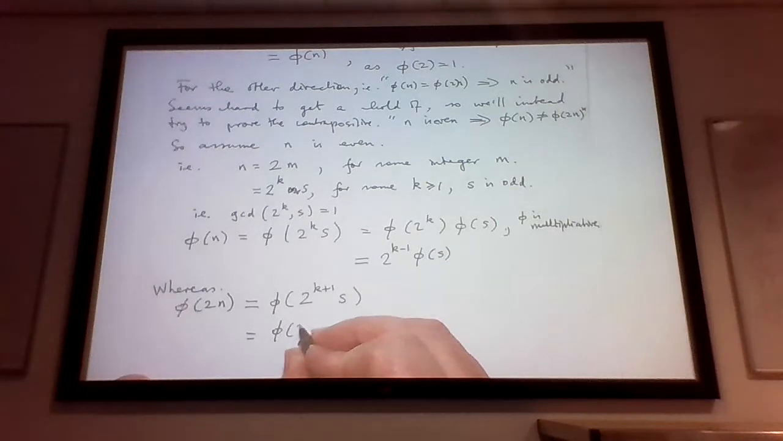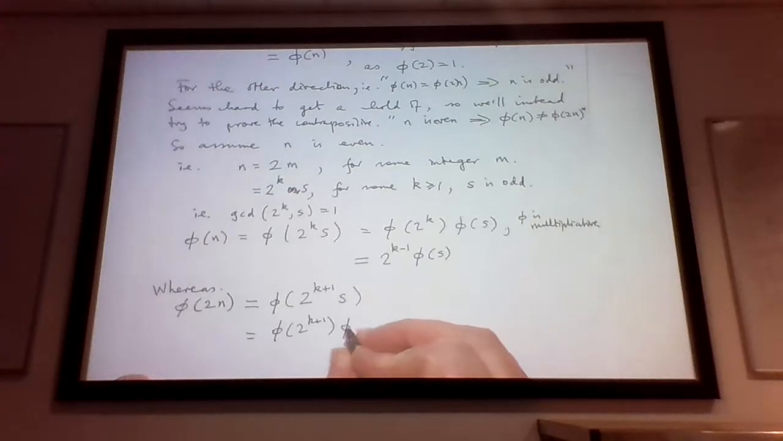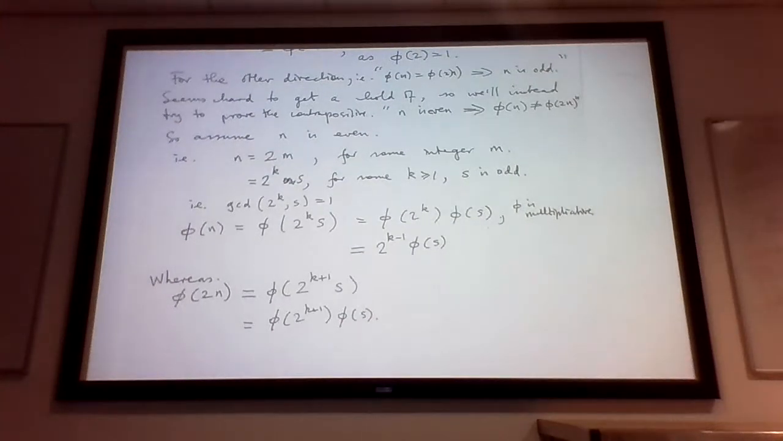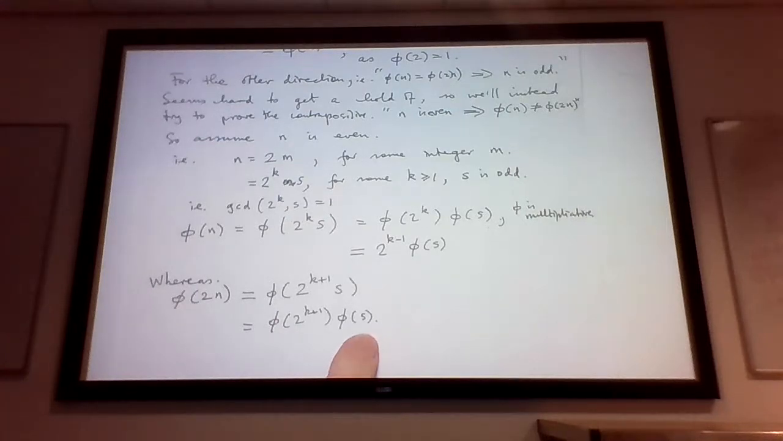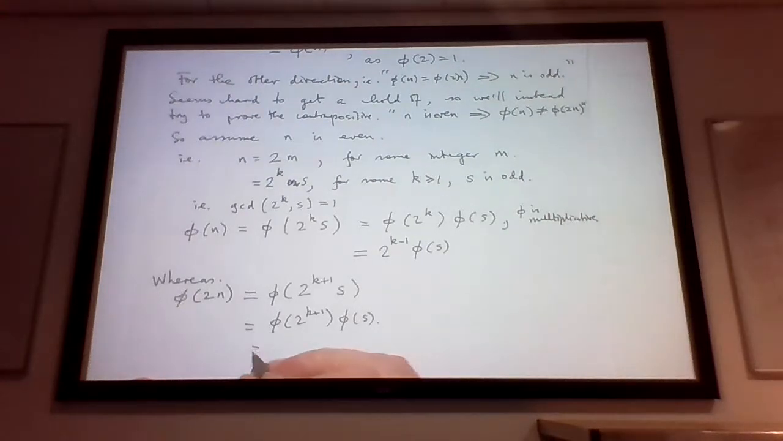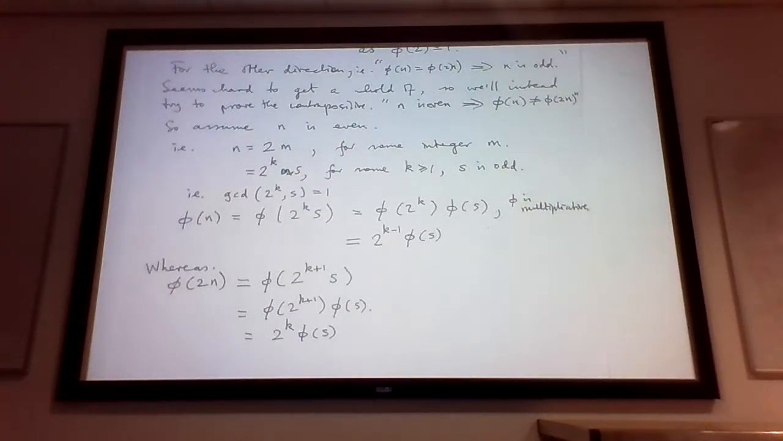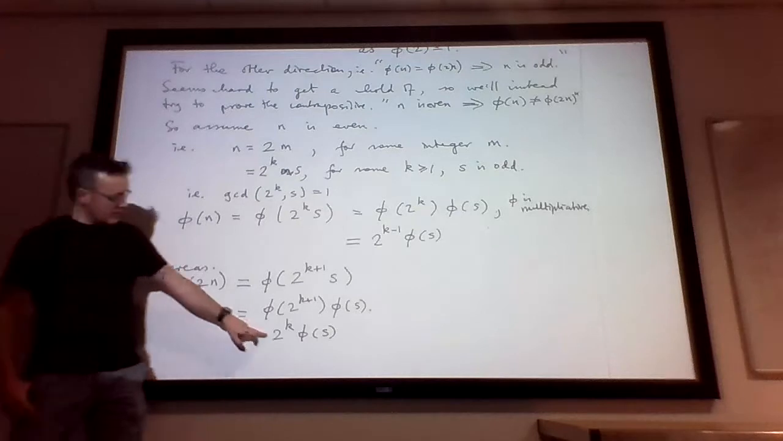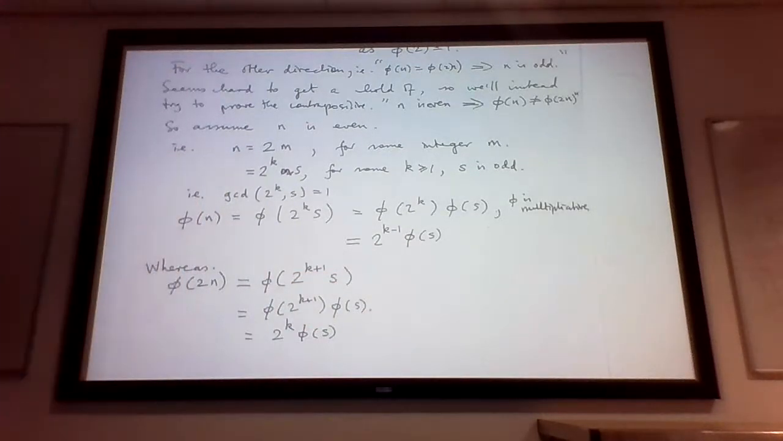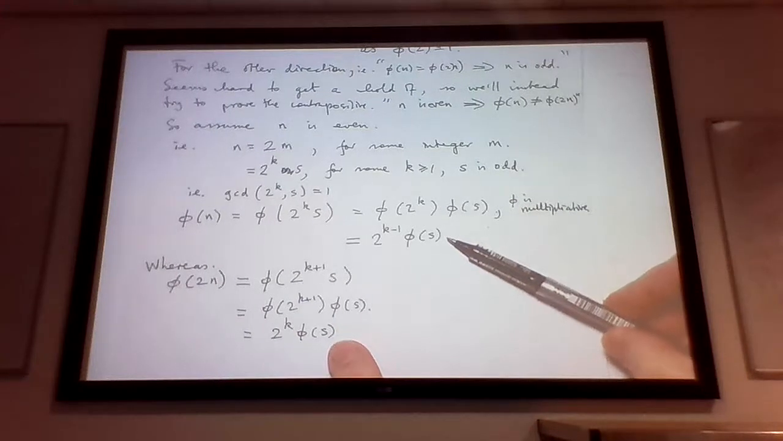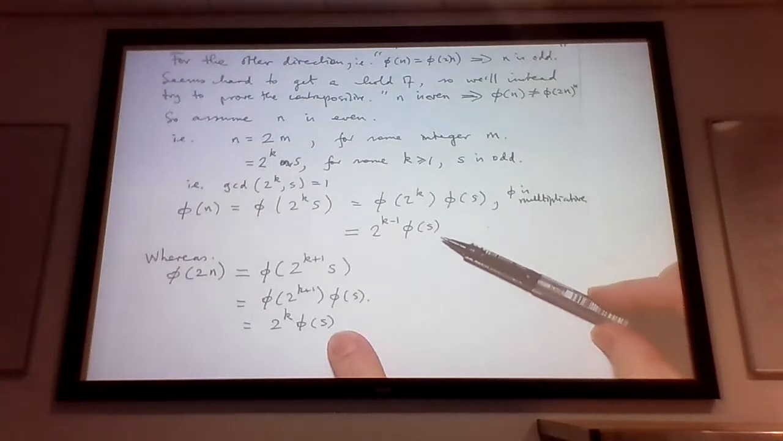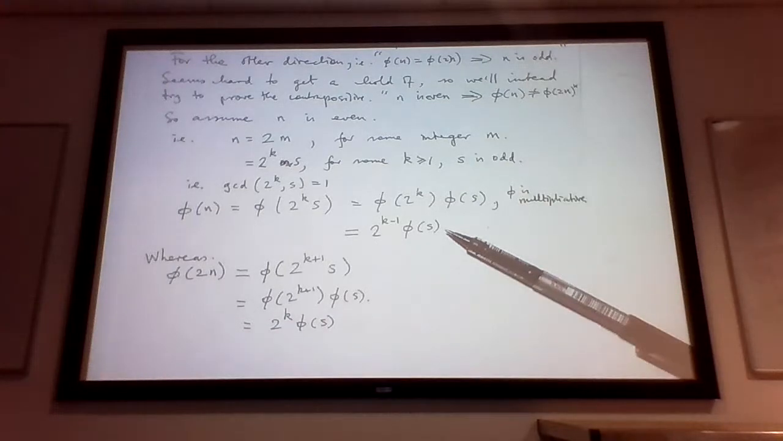So I can say this is phi of 2 to the k plus 1 times phi of s. And again, I can't do anything with phi of s. We don't know what s is, but we can do something with phi of 2 to the k plus 1. It's 2 to the k, again just applying the multiplicative formula. So we're comparing phi of n with phi of 2n. We're comparing this with this. What can we say then? These two quantities here. Do they look the same?